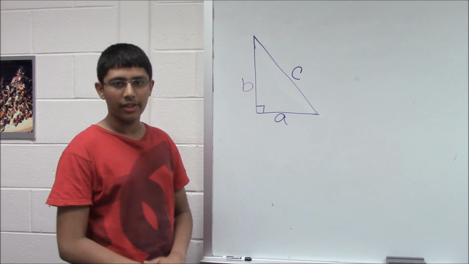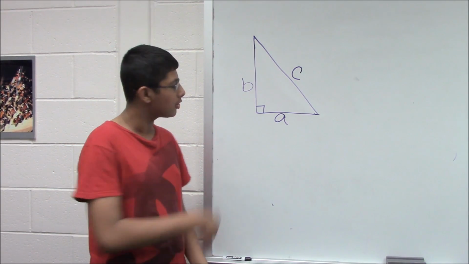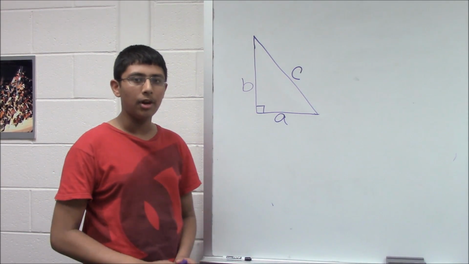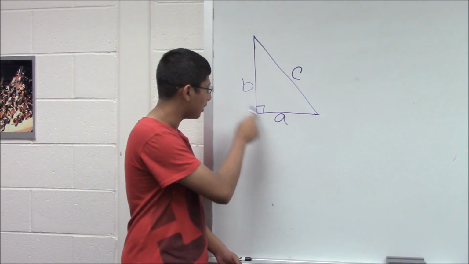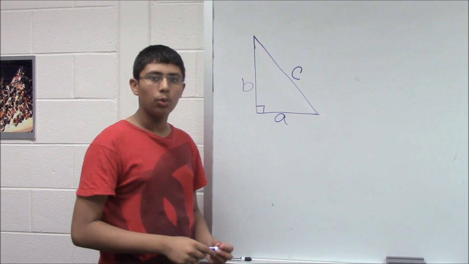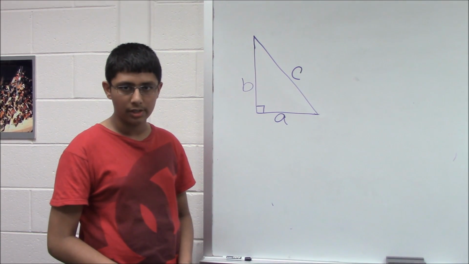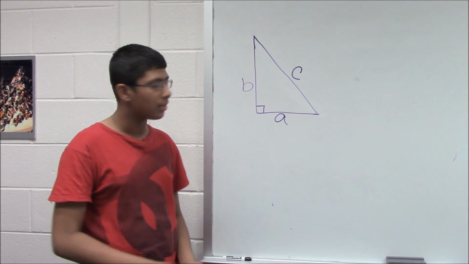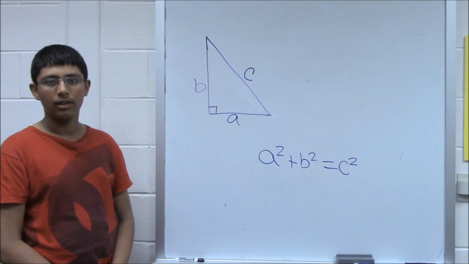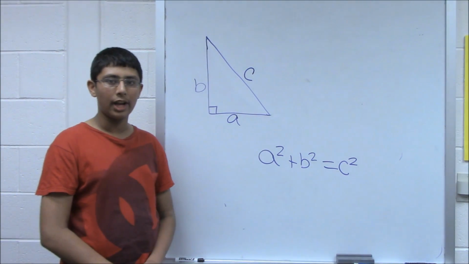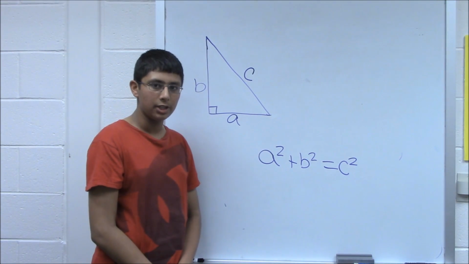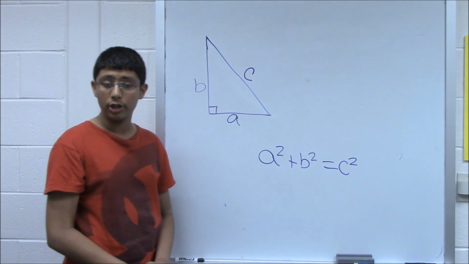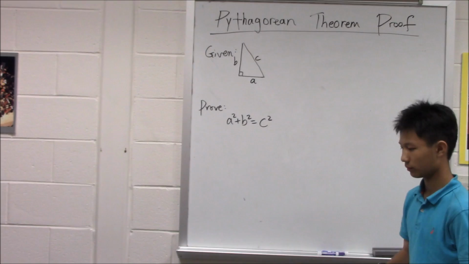The Pythagorean theorem states that in a right triangle such as this one, the sum of the squares of the two shorter sides, in this case A and B, which are known as the legs, will equal the square of the longest side, known as the hypotenuse, in this case C. The algebraic formula for what I just explained is written right here. A squared plus B squared equals C squared. We're going to show you the proof right now.